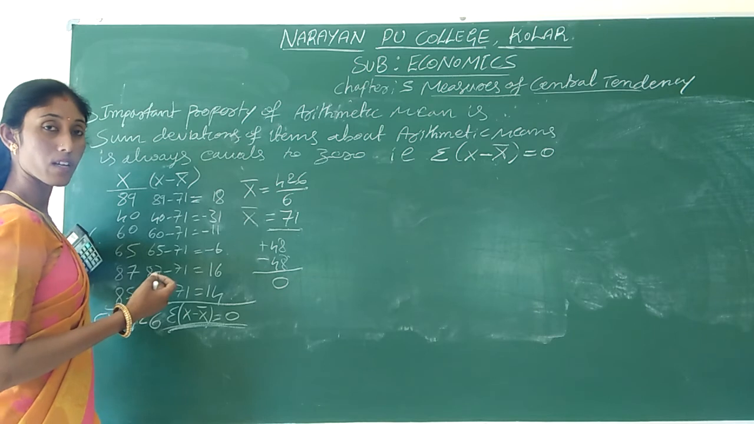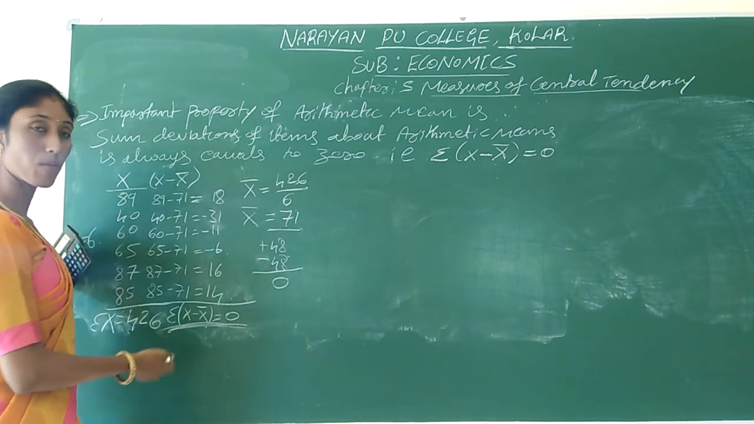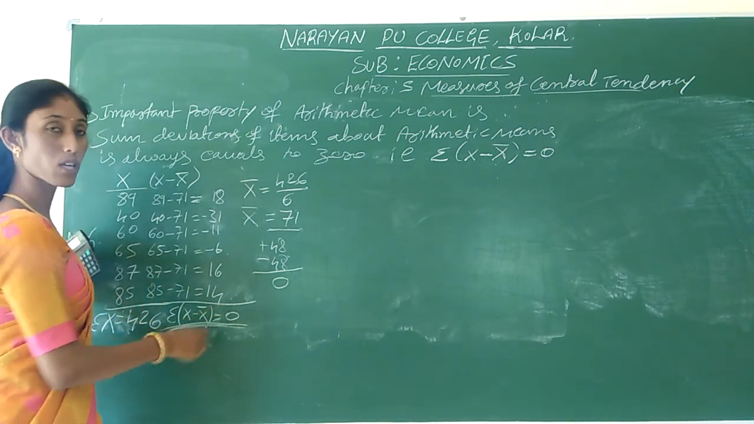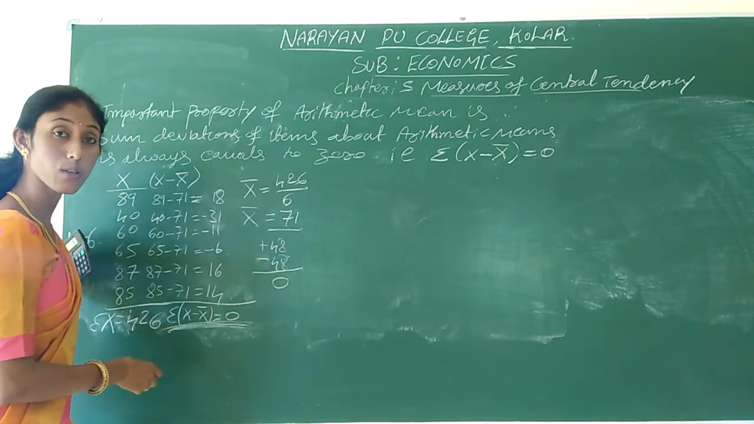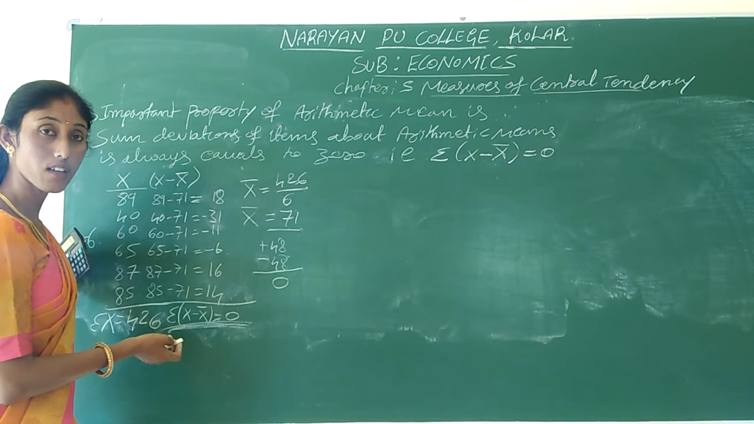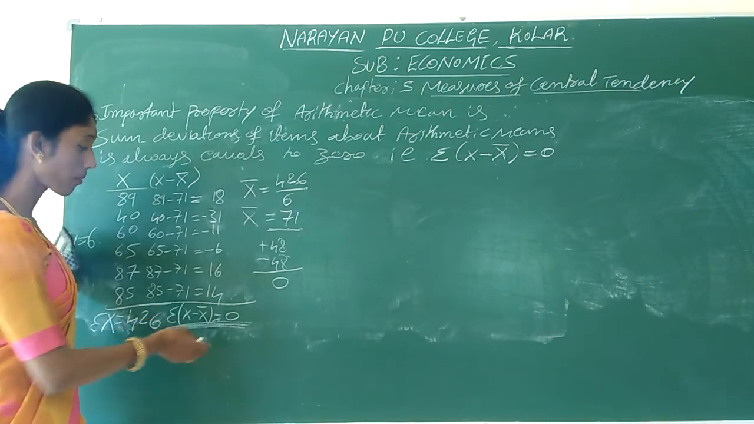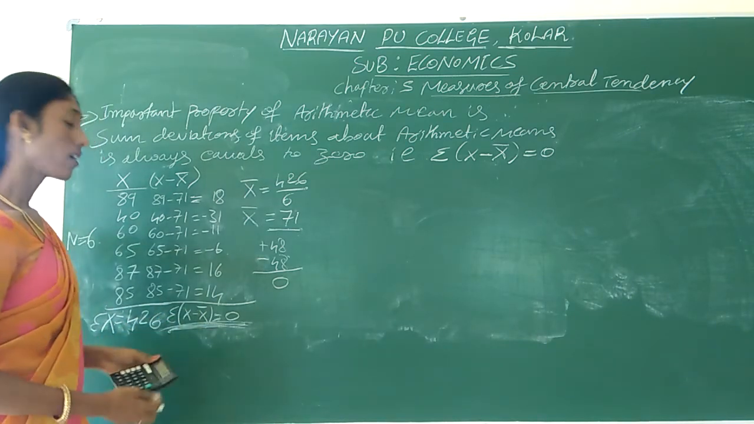So last, by giving this formula, whether it is positive or negative, it is equal to always 0. The sum of all the observations of the items about arithmetic mean will always be 0.